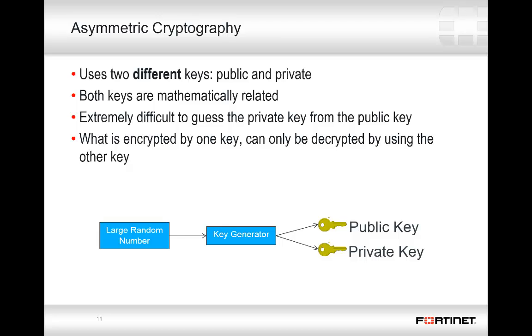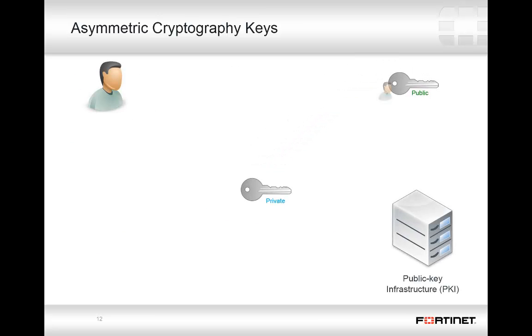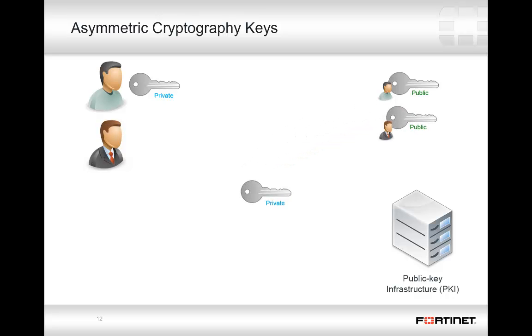In the other way too, it is practically impossible to guess the public key from the private key. What is encrypted with a private key can only be decrypted with the public key. In a similar way, what is encrypted with the public key can only be decrypted with the private key. Public keys are distributed publicly. Private keys are never distributed and must be kept secret by the owners.